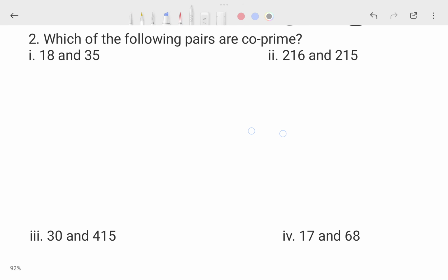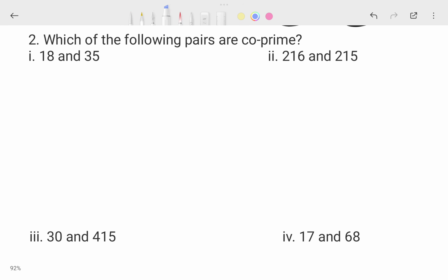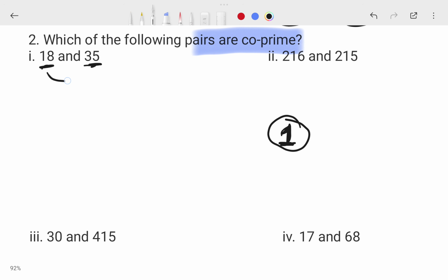Okay, now here let's see which of the following are pairs of co-prime numbers. Let's talk about co-prime numbers. Do you know what a co-prime number is? Co-prime numbers means they have only one common factor. Factor means 18 is divided by some numbers, and 35 is divided by some numbers, and only one number is the same for both. Those are co-prime numbers.